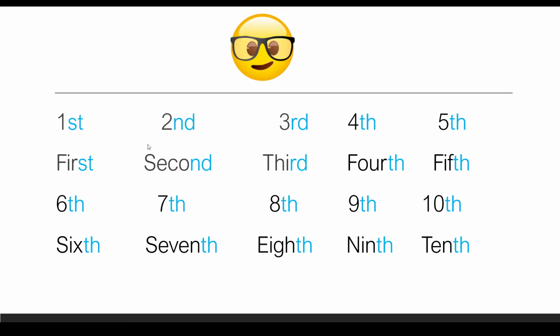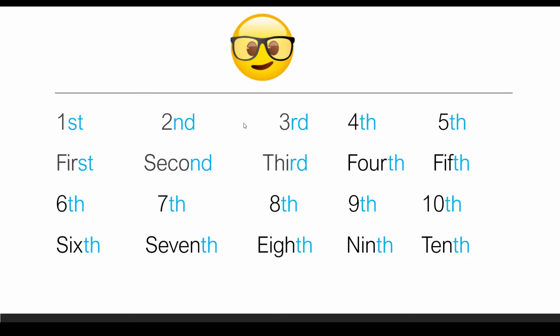Here we have some exceptions to the rule of the th. Look, first, second, and third. These numbers are different, so we're going to write a 1 and an st when we want to say first, primero in inglés. Then we have second, segundo. Then we have third, tercero. And then we have fourth, fifth, sixth, seventh, eighth, ninth, and 10th.